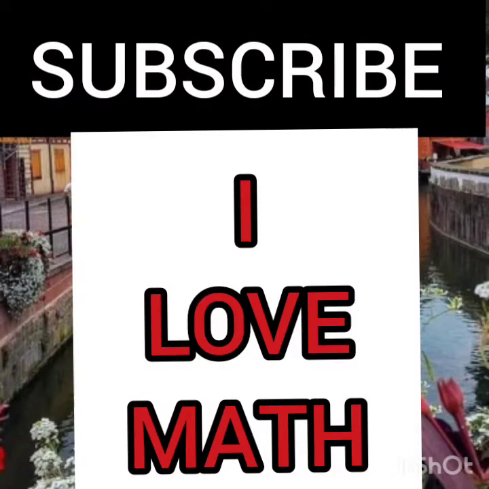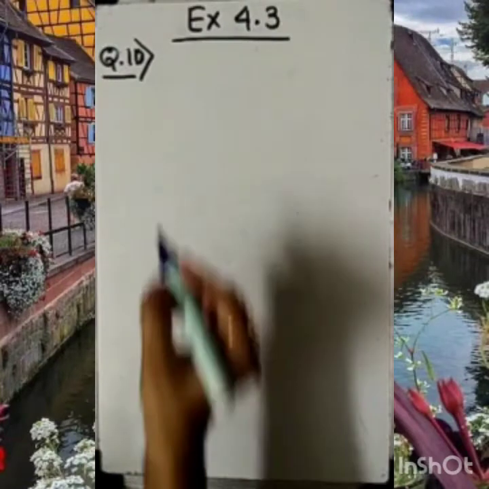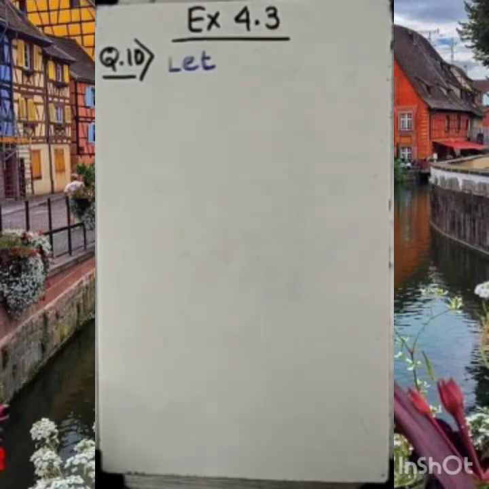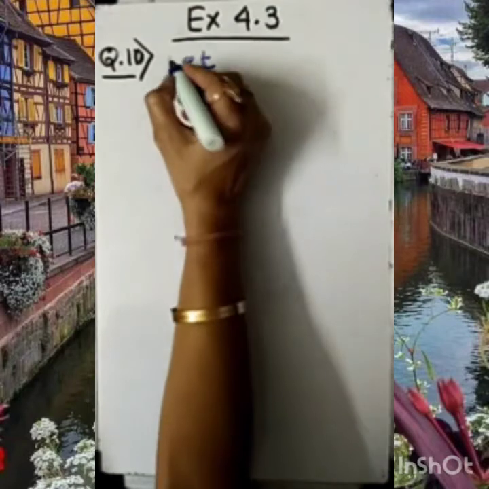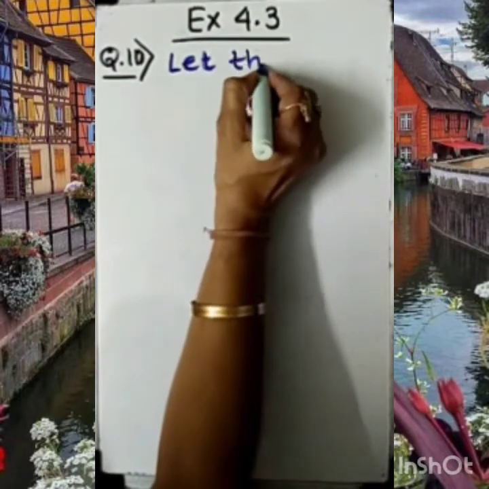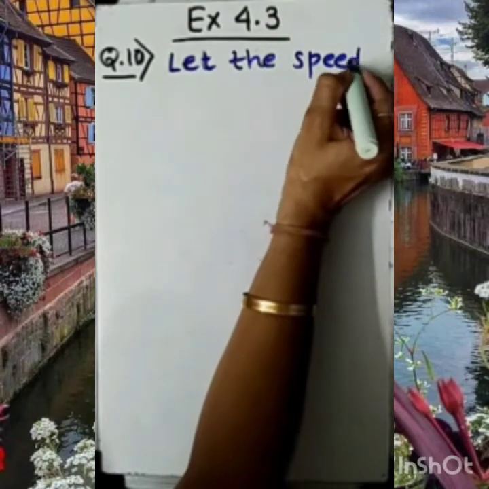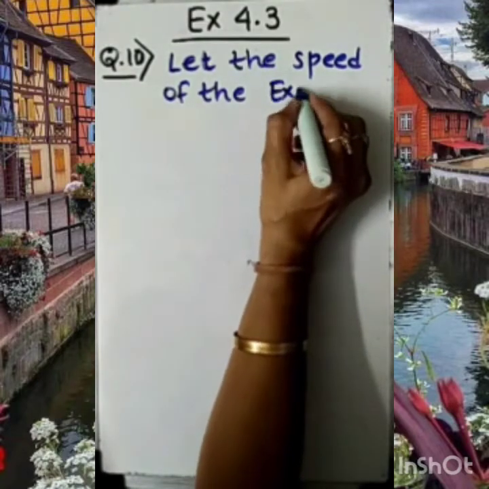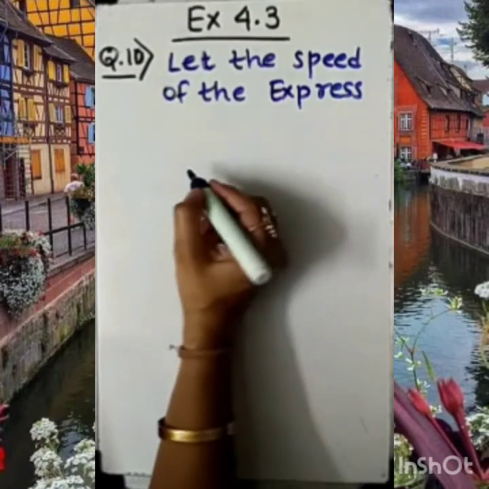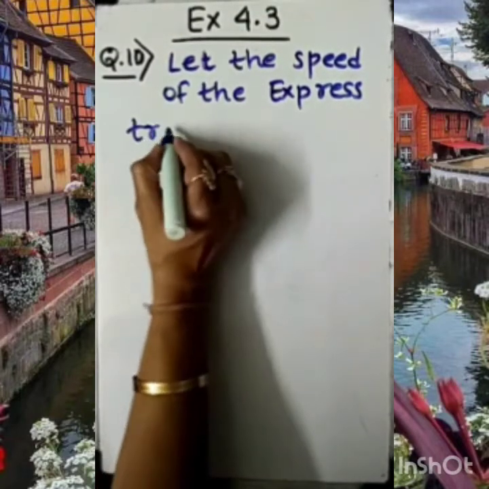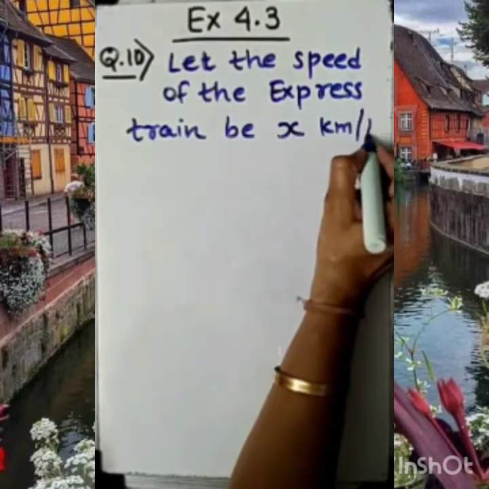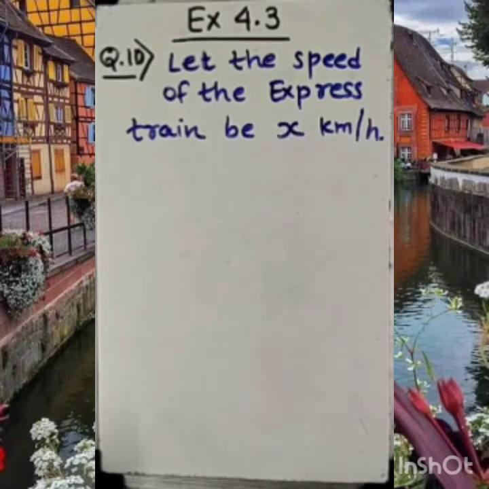Okay, we are starting the solution, so please see how to do it. Let the speed of the express train be x kilometer per hour. Please note down: speed of the express train is x kilometer per hour.